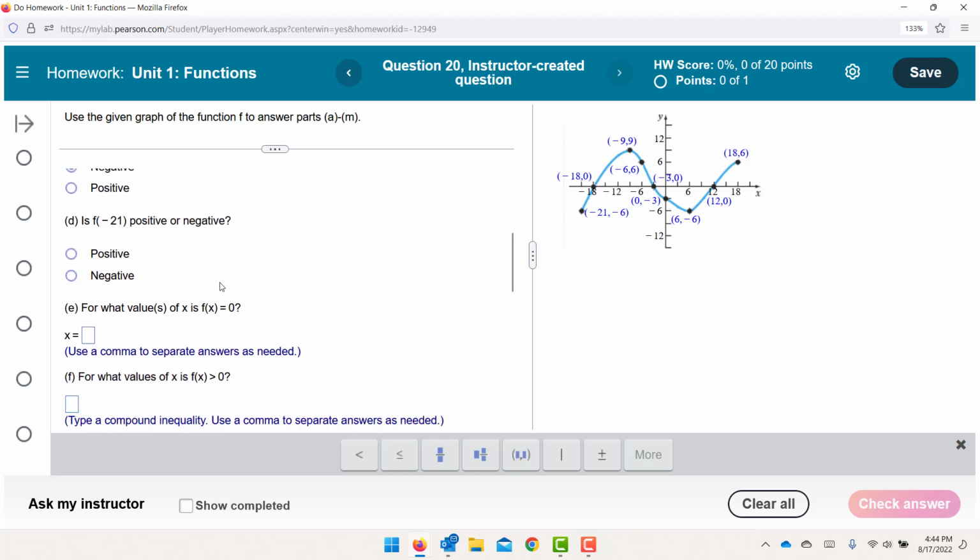And then is f of -21 positive or negative? So is the y value when x is -21 positive or negative? Well, the y value is -6 when x is -21. So -6 is negative.